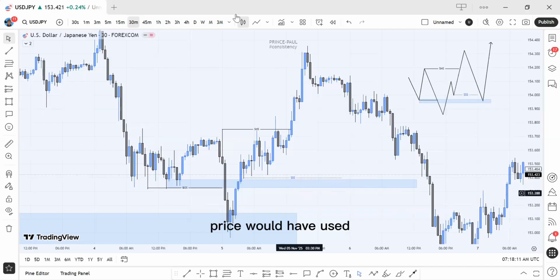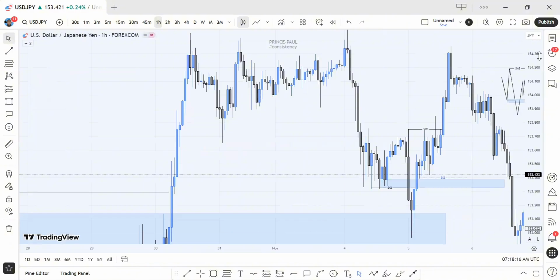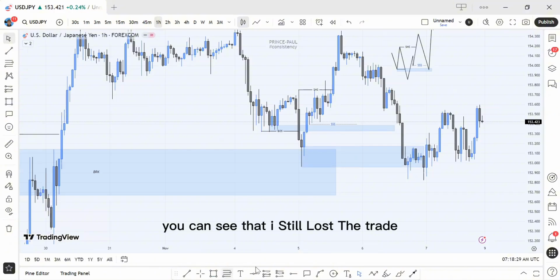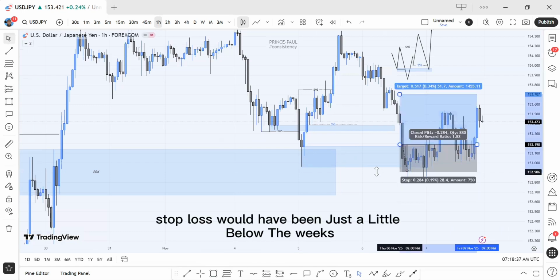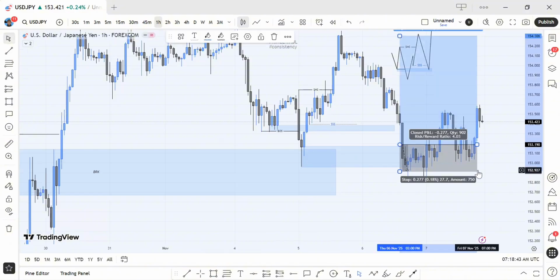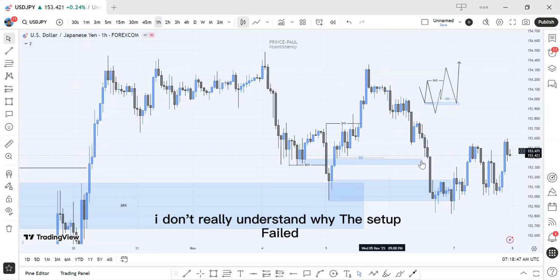The second place price would have used, assuming I went to the higher time frame, was this particular support, right? But assuming I use this, you can see that I still lost the trade, because my entry would have been here. Stop loss would have been just a little below the wicks to target this high again, and it was still a losing trade.